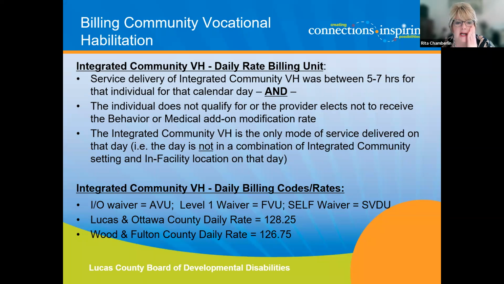Oops, you know what, I have a typo on there. Cross out that little D. We'll have to take that little D out. Jennifer, I don't know if you're sending the PowerPoint out to anybody, but we want to take that little D out. The self-waiver should just be SVU.